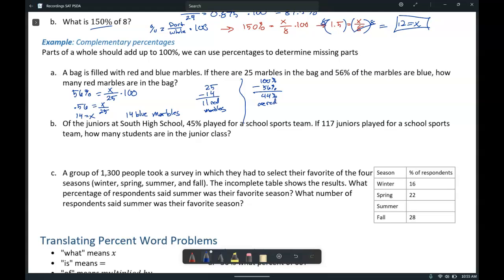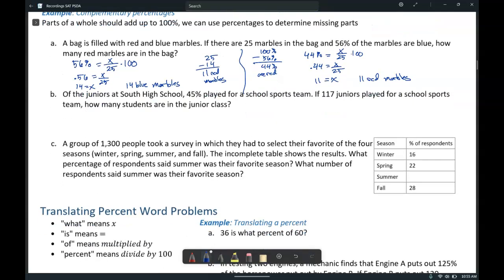So then we set up the same proportion that we did before, but instead of 56, we use 44%. So 44% of the marbles are red, with x over 25 times 100. So 0.44 equals x over 25. And then when we multiply by 25, we get the same answer of 11 red marbles.